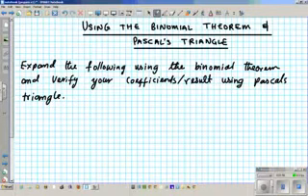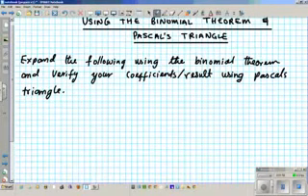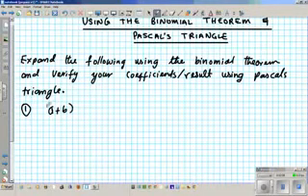The only difference between the two methods is the generation of the coefficients before you expand the two terms inside the binomial expression. So, number one, let's take a look at (a + b) to the fourth. We're going to expand that using the binomial theorem first, and then we'll go on after that.